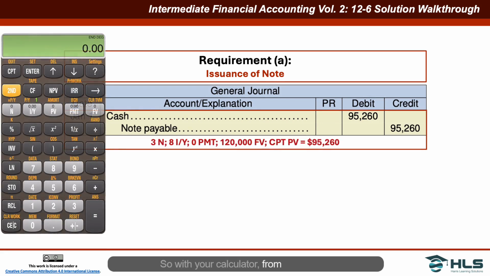So with your calculator from left to right, let's enter 3 N, 8 I/Y, 0 PMT because there are no periodic interest payments, 120,000 FV, and then compute PV, and we end up with 95,260.